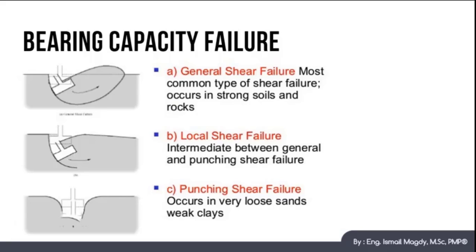Let me talk first about the third mode of failure, because the second mode is actually a combination between the first and the third. So the third mode of failure is punching shear failure, and it occurs in loose sand, while the second mode of failure is actually a combination between both punching shear and general shear failure.